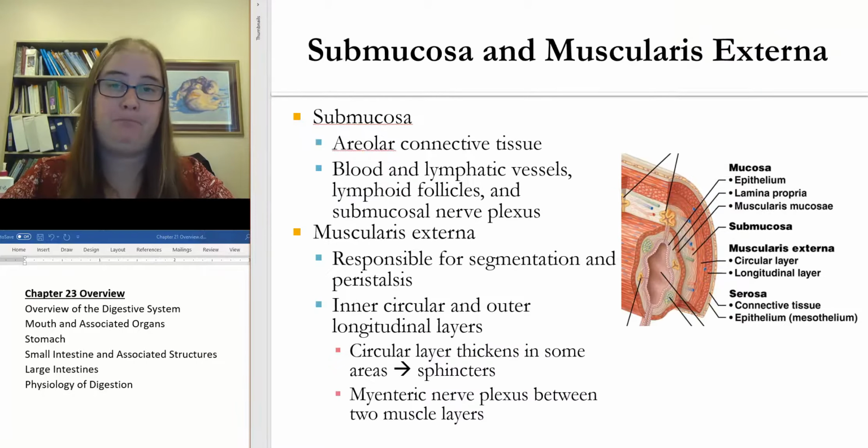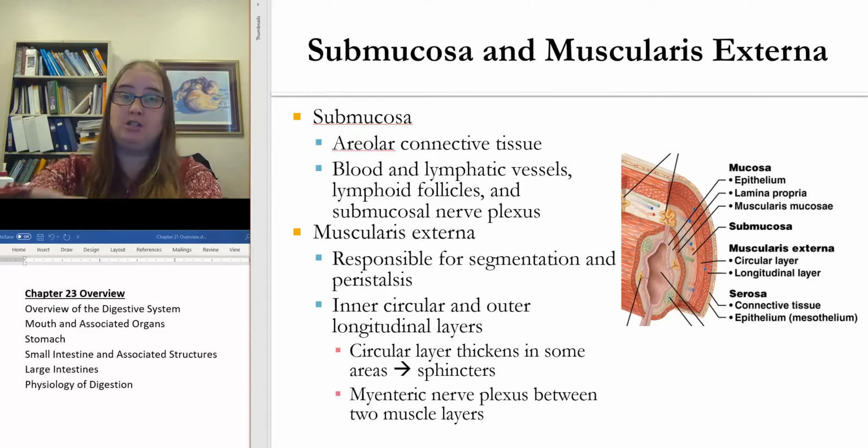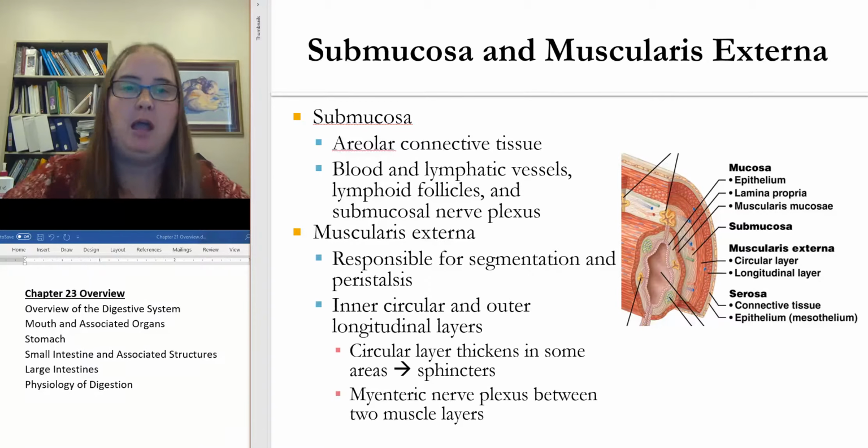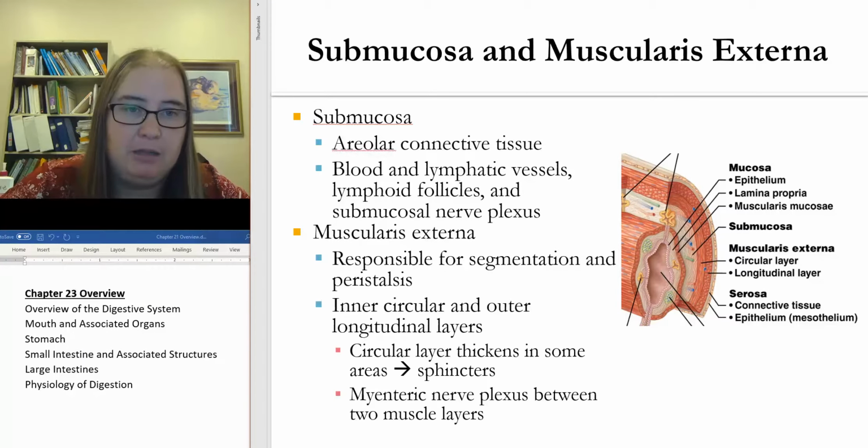Okay. Our next two tunics are our submucosa and our muscularis externa layers. So our submucosa, again, is going to basically be a little bit farther out. It also is going to contain areolar connective tissue. We have a much larger blood supply and lymphatic vessels. We have actually lymphoid follicles here. This is basically where we'll find those Peyer's patches, within this submucosal region, as well as a submucosal nerve plexus where we find those nerve fibers.